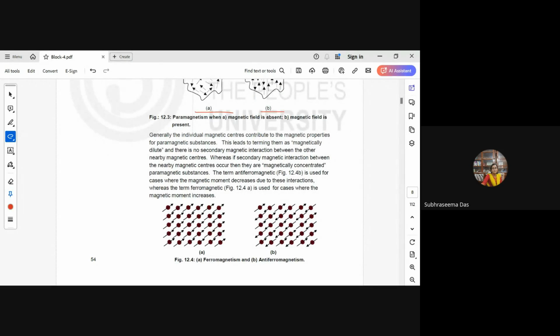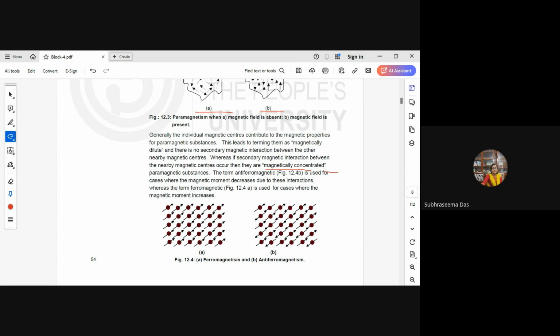Now, there is also another classification of magnetic substances. We have the terms magnetically dilute substances and magnetically concentrated substances. Magnetically dilute substances are those where there is no magnetic interaction between nearby magnetic centers. Such substances, where the micromagnets are far from each other and there is no interaction between them, are called magnetically dilute. But in substances where secondary magnetic interaction occurs between the magnetic centers, they are called magnetically concentrated.